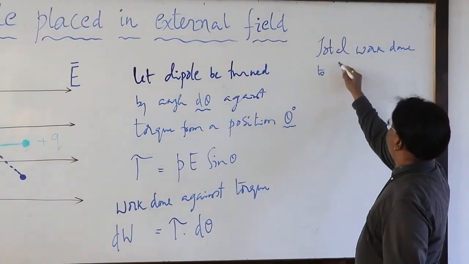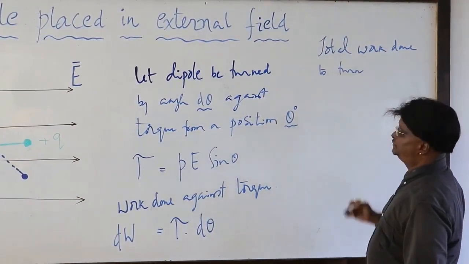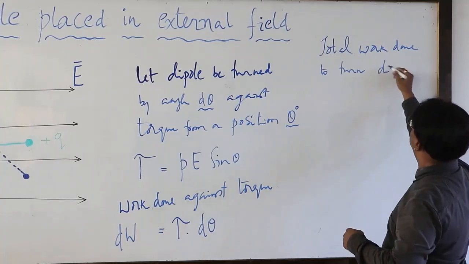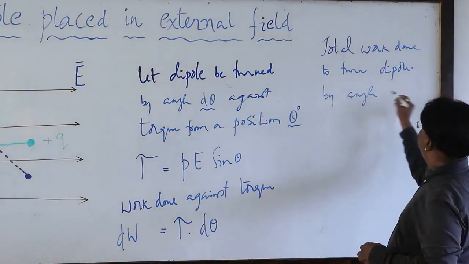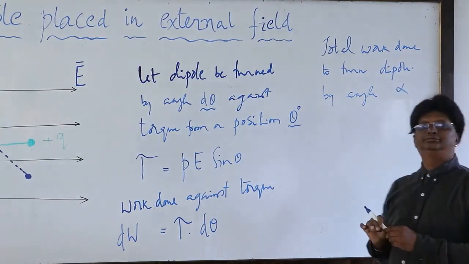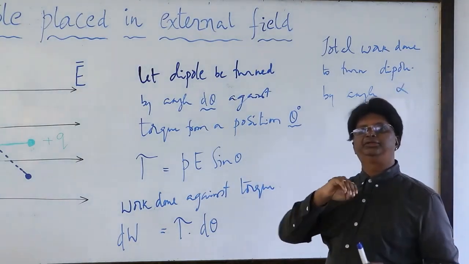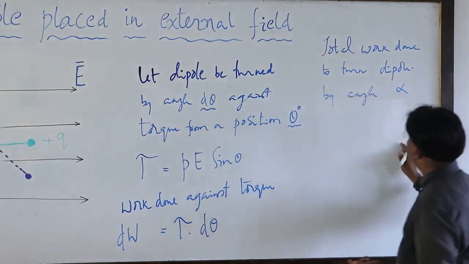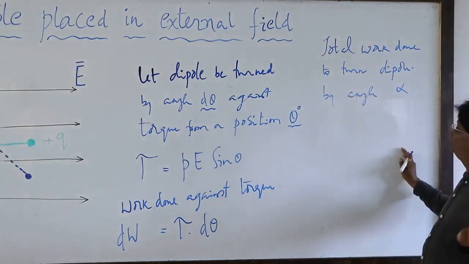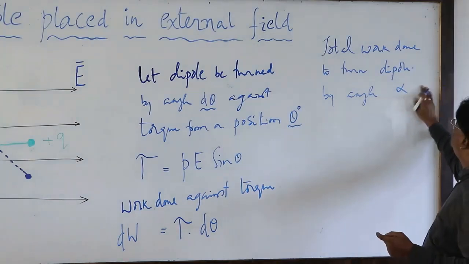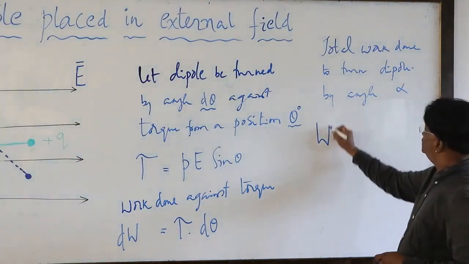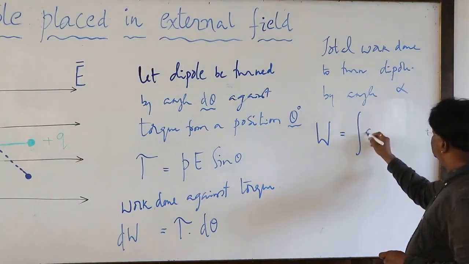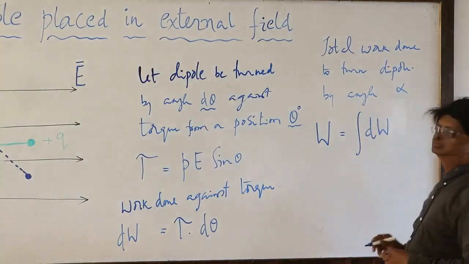To turn the dipole by an angle, suppose alpha. That is, initially it was in theta degree position. Now it went to another position so that the angle of rotation is alpha, turned by alpha. Then this total work done is nothing but the integral of dW.